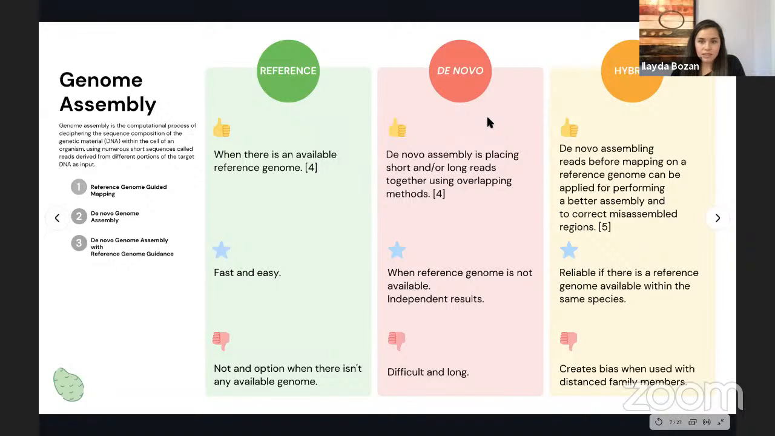De novo assembly is using short reads or long reads or both together to overlap and assemble it together. It is mostly used when a reference genome is not available, and it'll create independent results. But the problem is it is difficult and it takes a long time. A hybrid approach is to use both of them together when a reference genome is available, and it can help the assembly, but at the same time, it will bias the assembly towards the reference genome that is used.